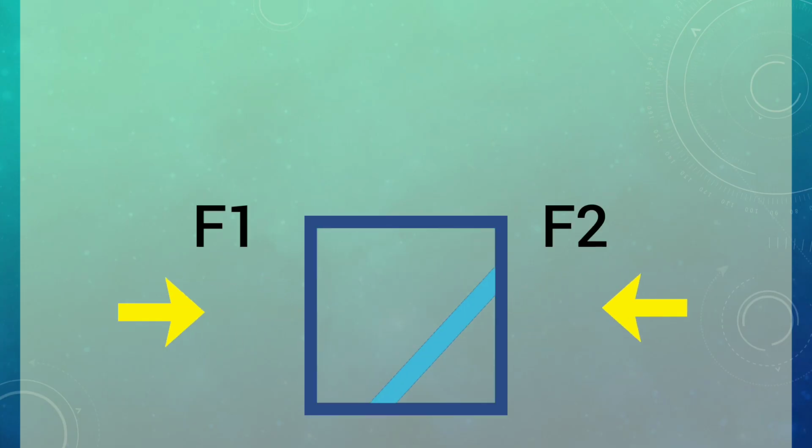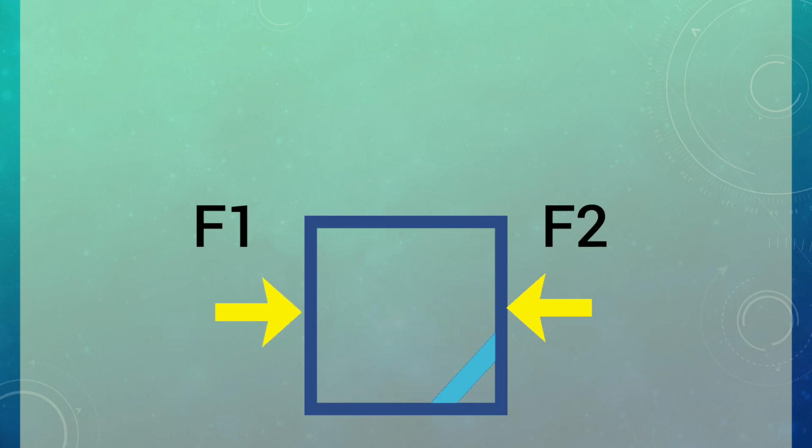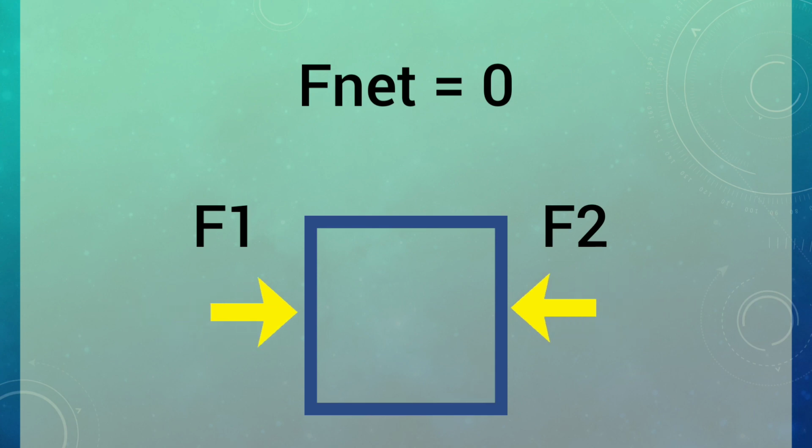Okay students, if the two forces applied to an object are equal in magnitude and act in opposite directions, then the net force acting on the object is zero. Since the net force acting on the object is zero, in this case the object does not move at all. It remains in the same position.